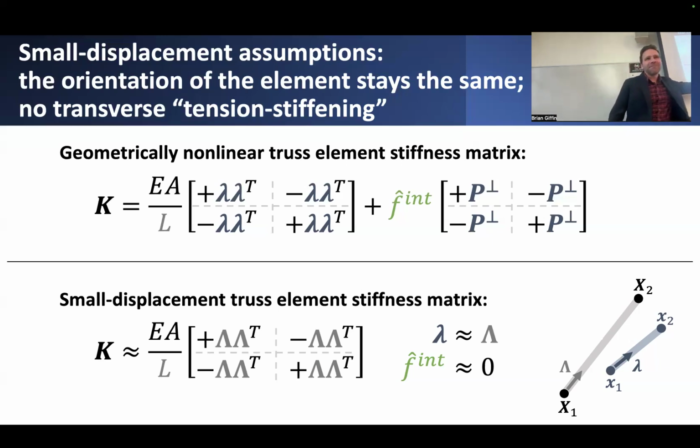So each one of these sub-matrices in this 2x2 block structured array, each one of these lambda times lambda transpose components, is really a small 3x3 array in the case of a 3-dimensional truss element. Or if it's a 2-dimensional truss element, then each of these subblocks is a 2x2 submatrix. So depending on the size of your problem, the dimensionality, you'll get different sizes.